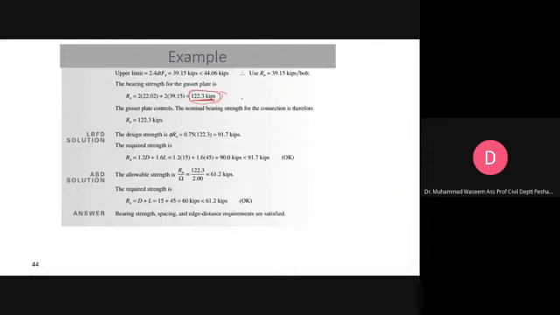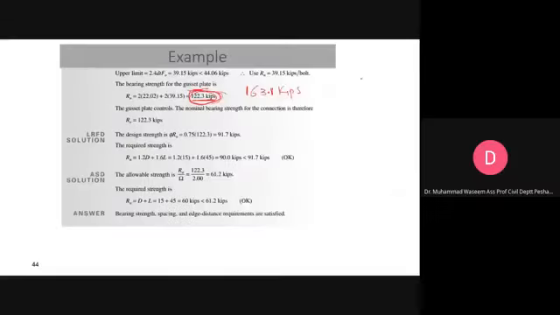Before you reach 163.1 kip, you will reach this value. So this is the design strength, the bearing strength. So this is controlling. In this case, the gusset plate is controlling.